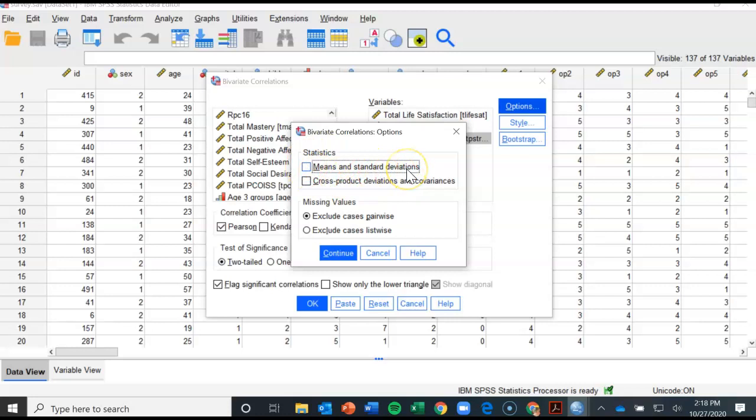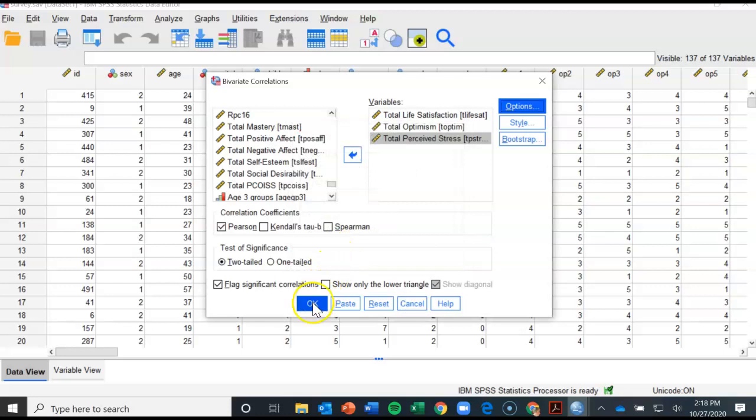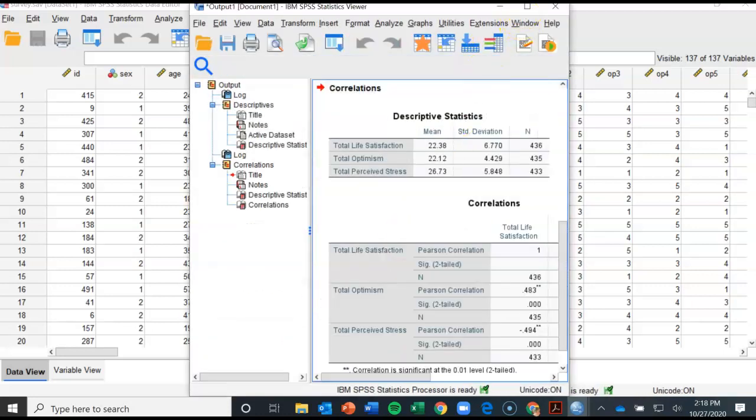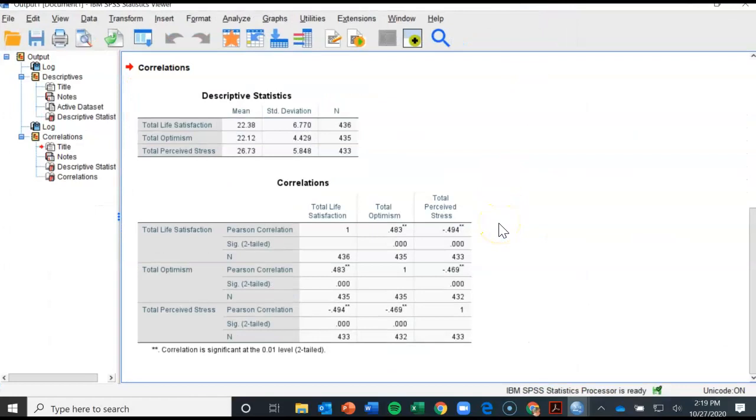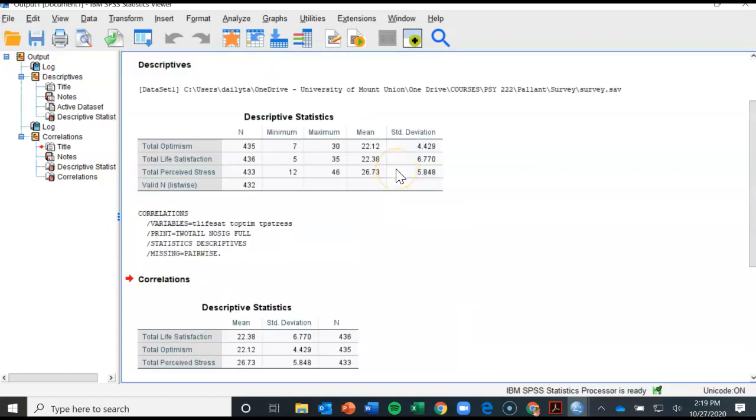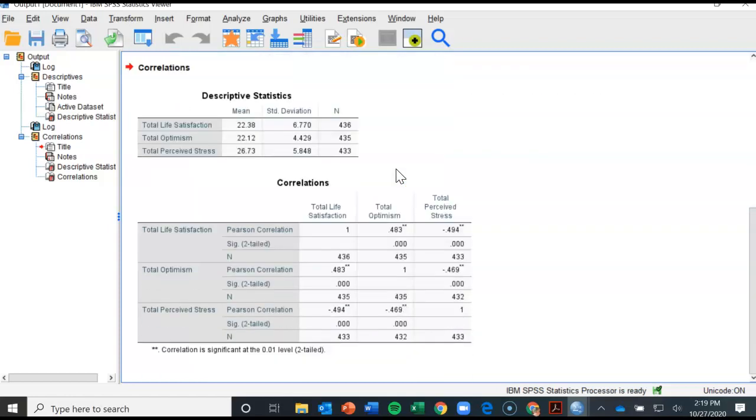Now I could have, instead of running descriptives, asked for the means and standard deviations through this program. I'm going to click that just so that you see what it looks like. And then I also need to make sure that the missing values box for excluding cases pairwise is checked. Click continue, and hit OK. So what you're given here, again, is the means and standard deviations. Notice that they're the same numbers that you got above.